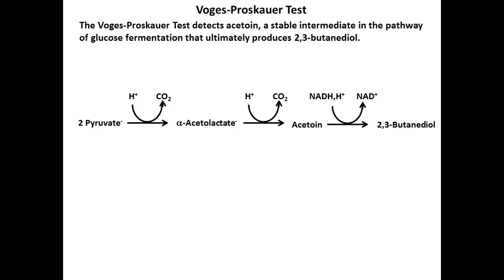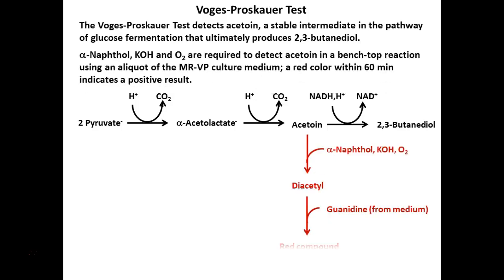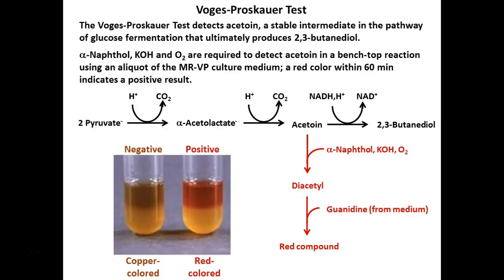Acetoin, right? Acetoin combined with the reagents of our test, alpha-naphthol, potassium hydroxide, and oxygen when we flicked our tubes, combine to form a molecule that produces, again, a red color. Only red is positive. So we didn't actually test for the presence of 2,3-butanediol, but acetoin is an intermediate to the production of that alcohol by the fermentation of glucose.